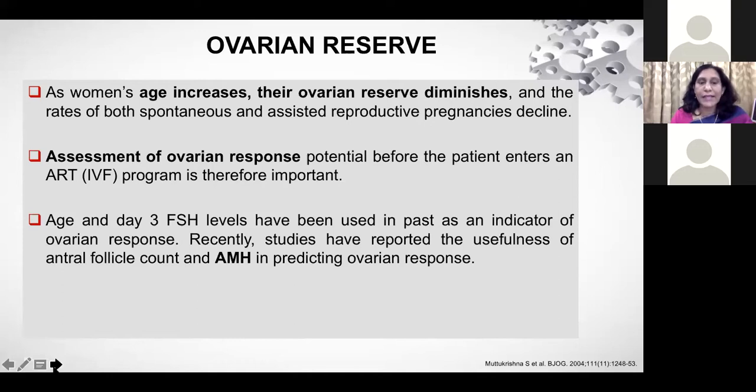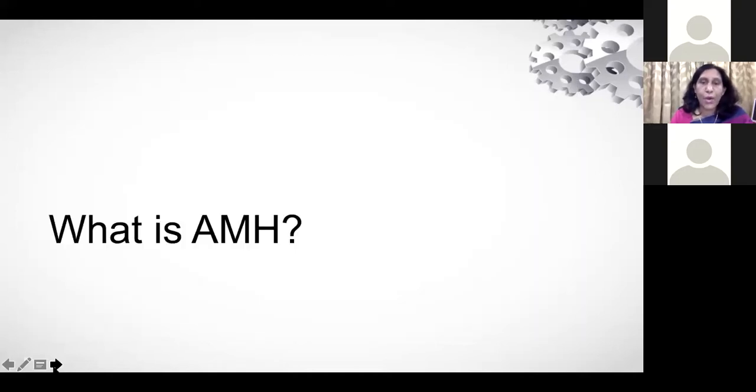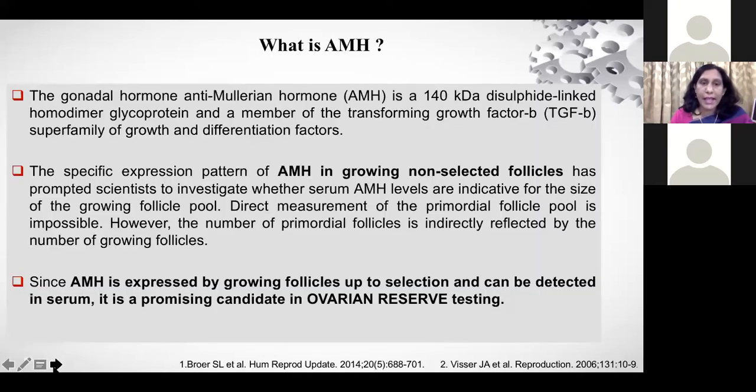Traditionally, age and day 3 FSH have been used in the past, but nowadays, a lot of studies have reported the use of antral follicle count and AMH in predicting ovarian response. So what is AMH? AMH is a 140 kDa disulfide homodimer glycoprotein and a member of the transforming growth factor beta superfamily of growth and differentiation factors.